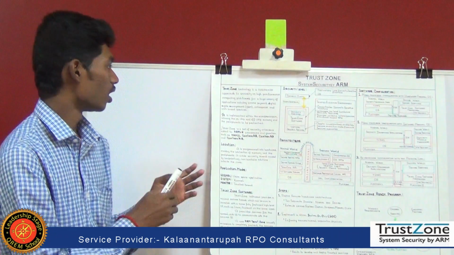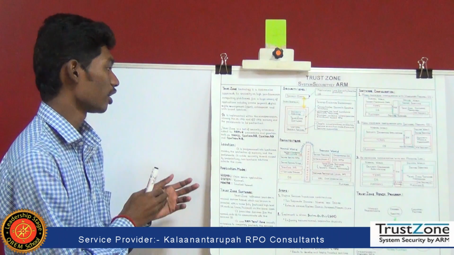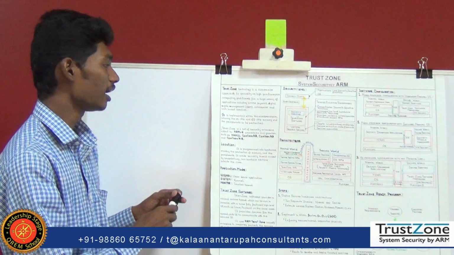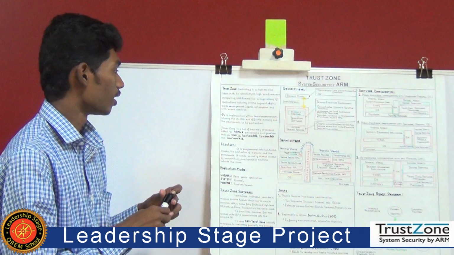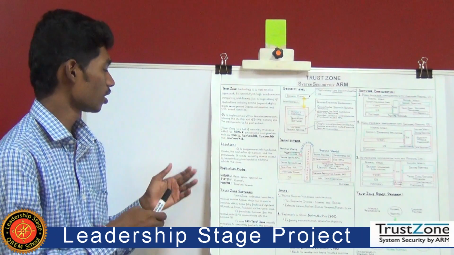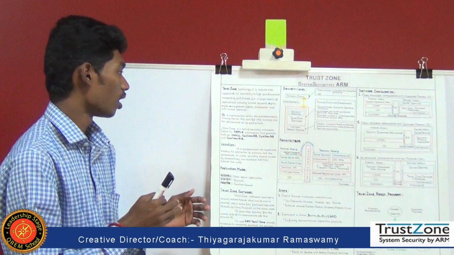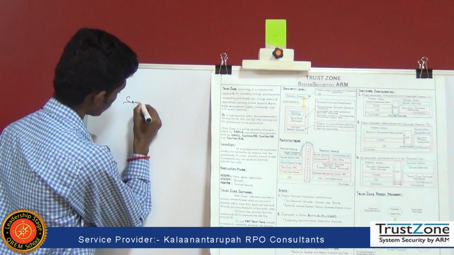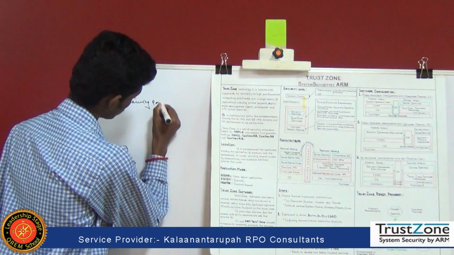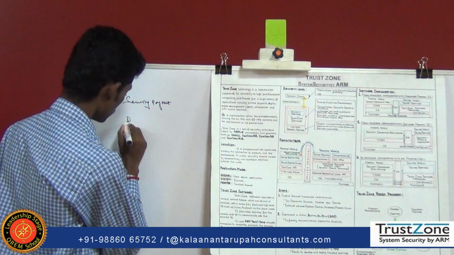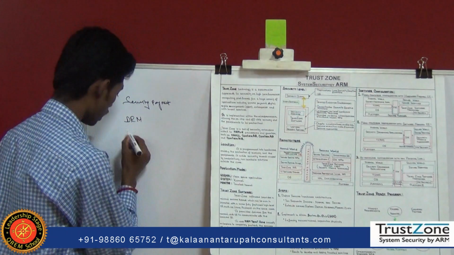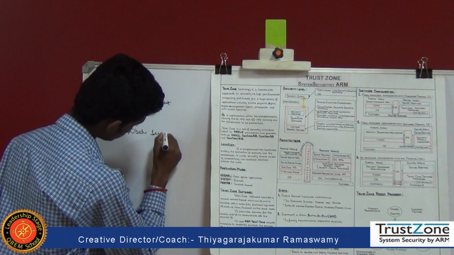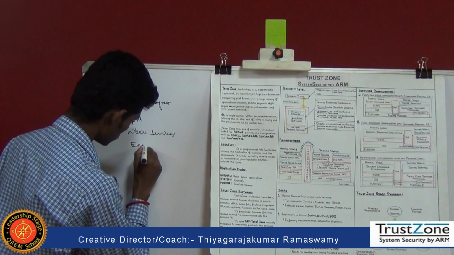TrustZone technology is a system-wide approach to provide security on high-performance computing platforms. It is mainly used to provide security for rich OS. This TrustZone technology is used in a huge array of applications, including secure payment, DRM, that is digital rights management, web-based services, and also enterprise services.